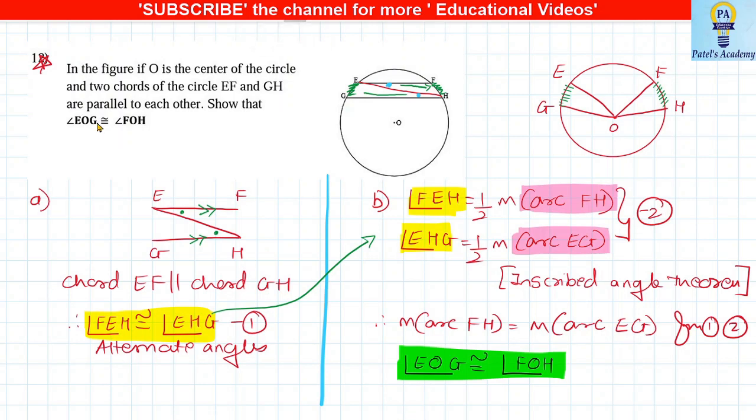Now see the figure I've drawn. So these two arcs I'm showing in the figure. Arc FH equals arc EG. Now if the arcs are equal, see the figure carefully. If the arcs are equal, can I say that the central angles are equal? Yes. So I got angle EOG equals angle FOH. That is what we had to prove.